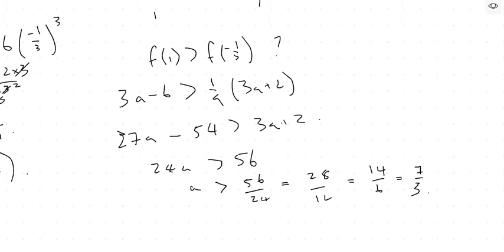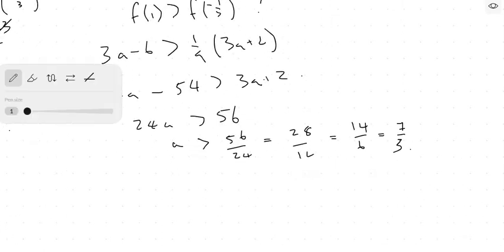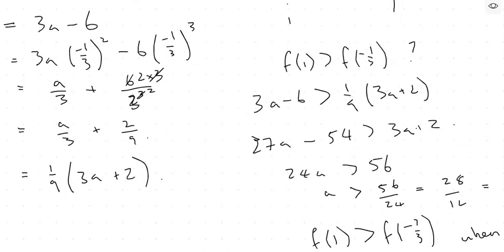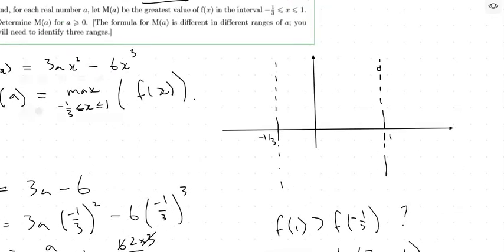So when a is greater than 7 over 3, let me make this statement plain: f of 1 is greater than f of minus a third when a is greater than 7 on 3. Right? Okay, but there's also another possibility, which is that the highest value is somewhere in the middle. So how do we find this?